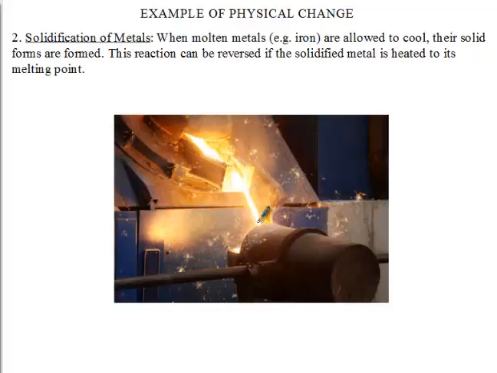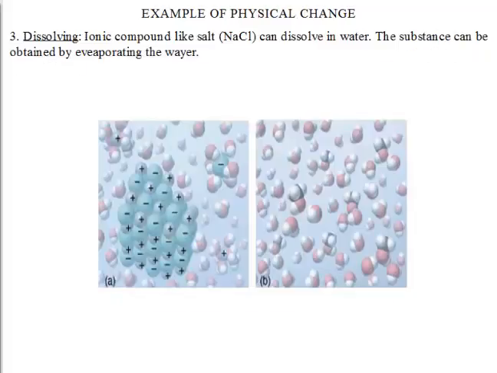This reaction can be reversed by heating the iron to its melting point again. So over here, it is molten iron that has melted. If we want to get molten iron again from the solid iron, we heat the iron to its melting point.